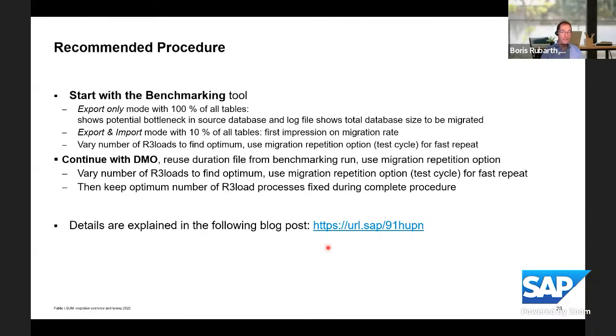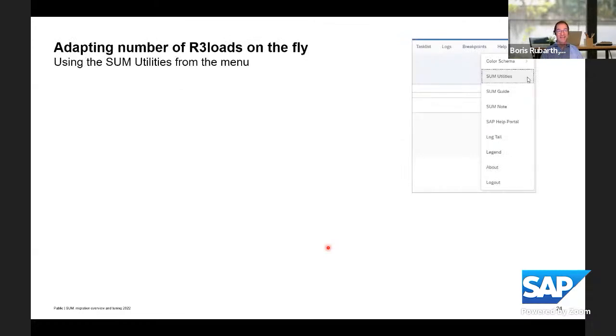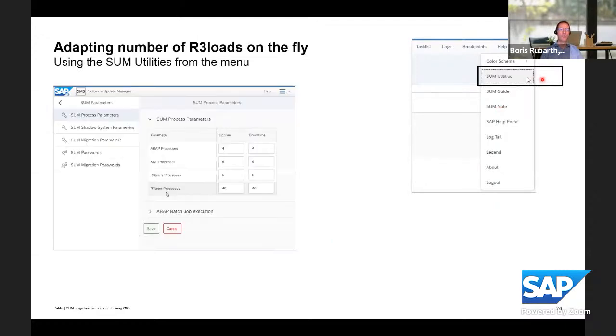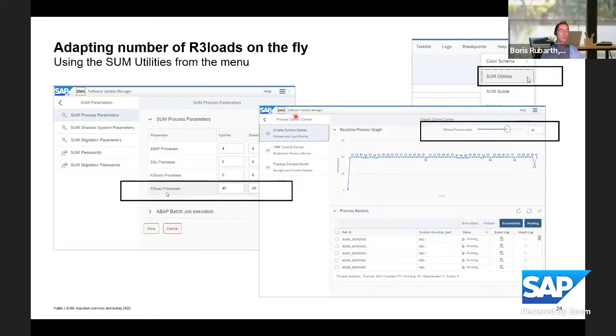How can you adapt the number of R3 loads in the user interface? Well, in the user interface, there's an entry called SUM Utilities here. If you open that, a new browser window will open, and there is the possibility under some parameters to change the SUM process parameters that you have entered in the beginning of the procedure. You can change this later on. And there is another entry in this SUM Utilities. That's what we call the Process Control Center, where there's a Charts Control Center. And there you see the number of R3 loads that were configured, how many are used.